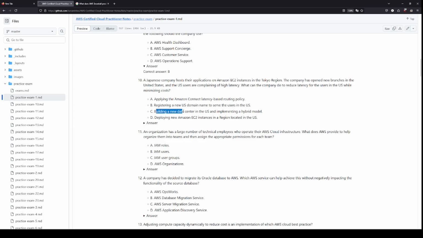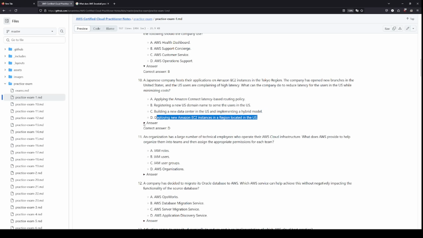So C, building a new data center in the US and implementing a hybrid model. This just doesn't make any sense. You wouldn't want to build a new data center. It's not going to minimize costs. D, deploying new Amazon EC2 instances in a region located in the US. I think it's D. Okay.